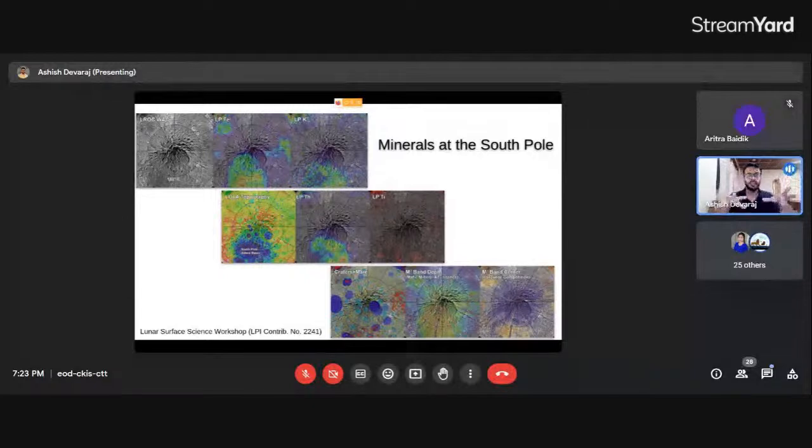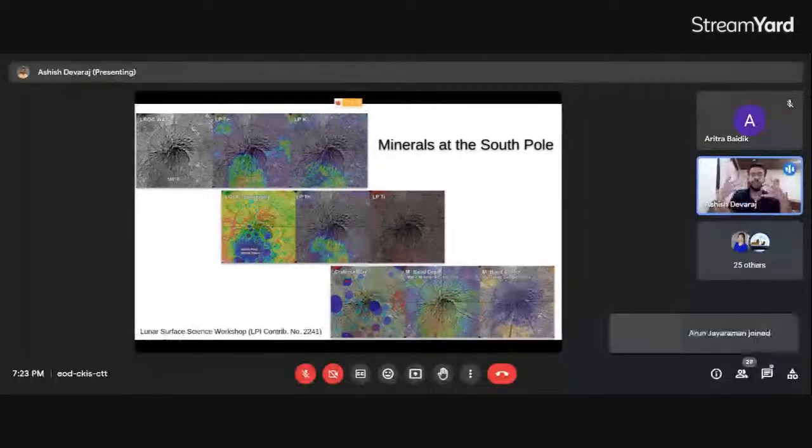So that is how the black regions on the Moon were formed. You shouldn't confuse that with the permanently shadowed region. The black regions are on the near side of the Moon. The permanently shadowed regions are the craters at the south pole, where you don't receive any light.